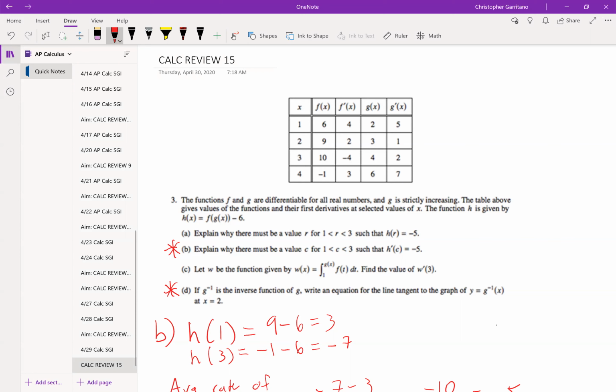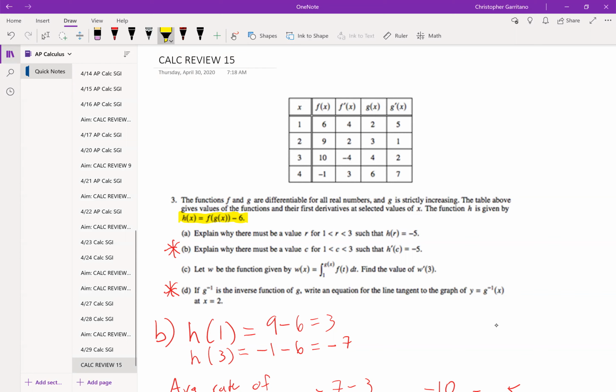So we're starting out with this problem, part B. Explain why there must be a value c between 1 and 3 such that h prime of c is equal to -5. And all we're given is the information in this table, as well as the fact that our function h is equal to f of g of x minus 6. There are two ways you can approach a problem like this.